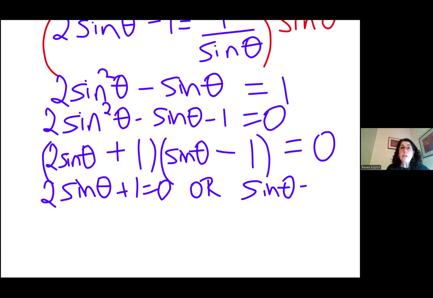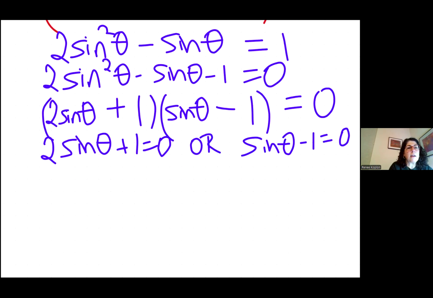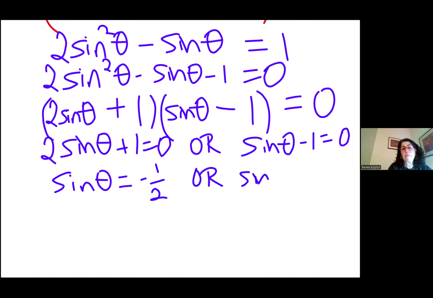So we're going to solve each of those equations for sine theta. Sine theta is equal to negative 1/2, or sine theta is equal to 1. All right, I went kind of quickly through solving for sine theta, so pause the video if you need to think about that for a minute.